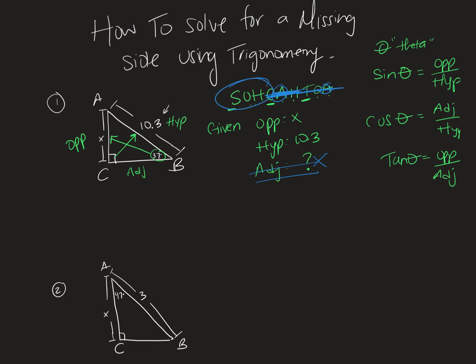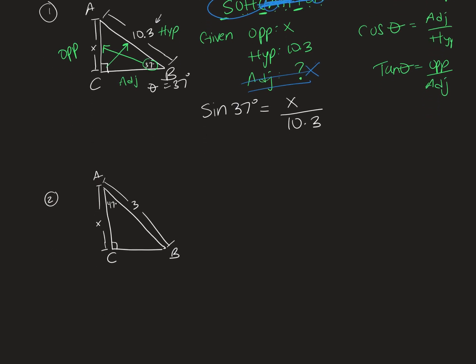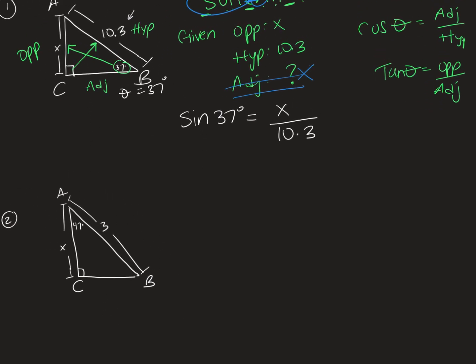So we'll automatically see that we have to use the sine. So we're going to set up the sine. Sine of 37 degrees, theta is 37, is opposite, which is x, over hypotenuse, 10.3. So we have our trig ratio set up. Now we just use inverse operations. We're trying to get x by itself, so we're going to multiply both sides by 10.3.